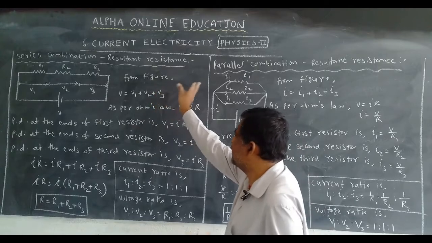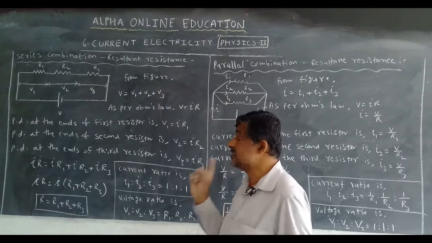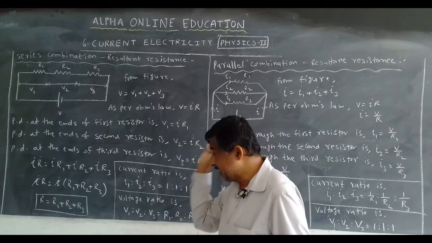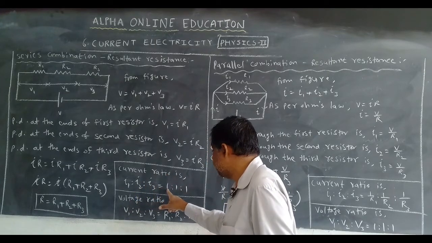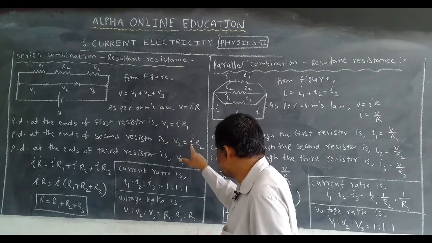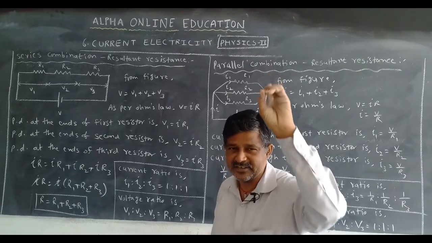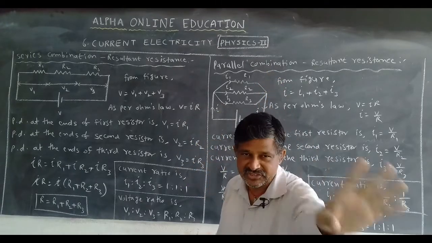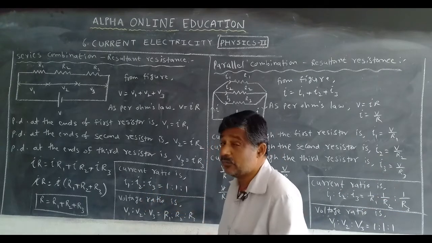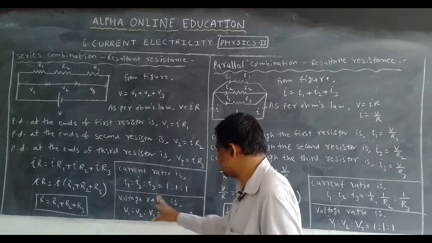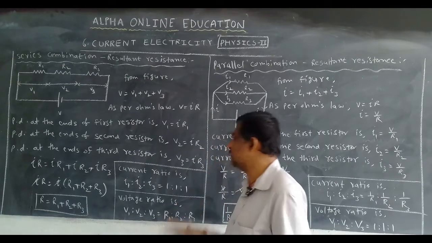The resistors are connected in series. What is the current ratio? What is the voltage ratio? When the resistors are connected in series, current ratio is I1 is to I2 is to I3 is equal to 1 is to 1 is to 1. Why? The current is same in each and every resistor. You must remember, in series the current ratio is the same. Current is not changed. That's why I1 is to I2 is to I3 is equal to 1 is to 1 is to 1. But what is the voltage ratio? Voltage ratio is V1 is to V2 is to V3 is equal to R1 is to R2 is to R3. Okay.